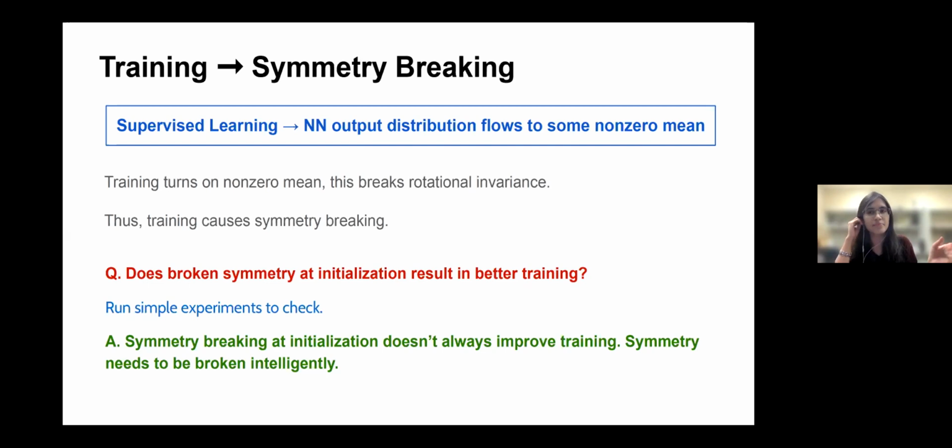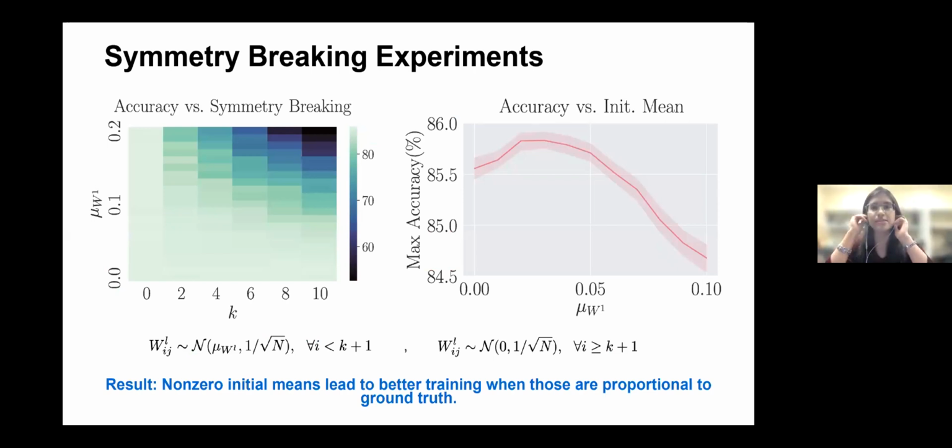But how far does this causation relation go? If you're starting with broken symmetries as initialization, will it always lead to better training? That's what we wanted to check. We ran some simple experiments and found that you need to break the symmetry intelligently. And I'll explain in one minute what I mean by intelligently after summarizing the experiments.